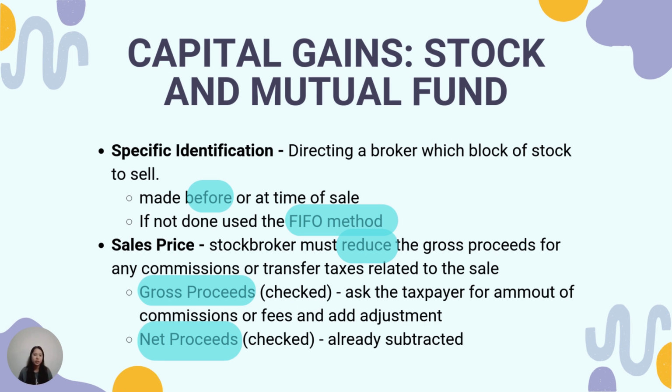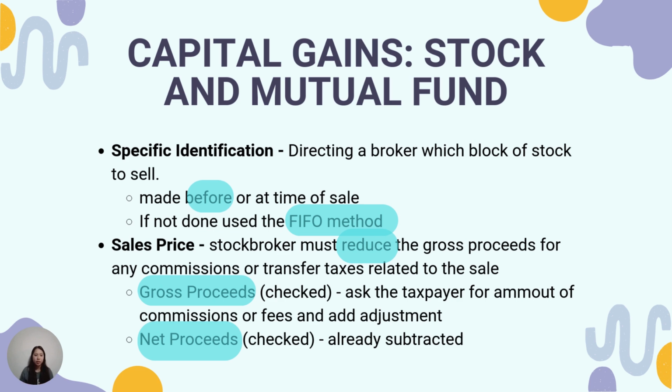And then the final thing you need to know is the sales price. A stockbroker must reduce the gross proceeds by any commissions or transfer taxes related to the sale. So when you sell a stock, you get the sale price. So say we sold that $300 share of Apple for $600. Very cool. You made a profit of $300. But what also goes into the sales price is any commissions or transfer taxes related to the sale. And this will lower your capital gains, because if you bought the stock for this much and you sold the stock for this much money, but you also had to pay commissions or transfer taxes, then your capital gains goes down.